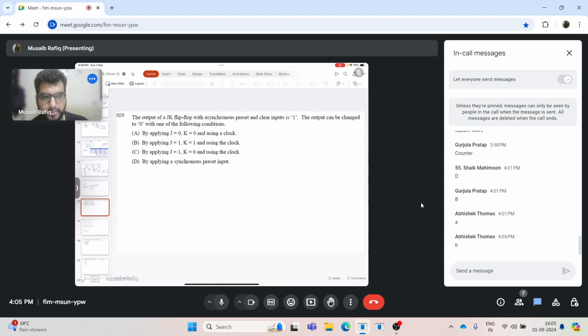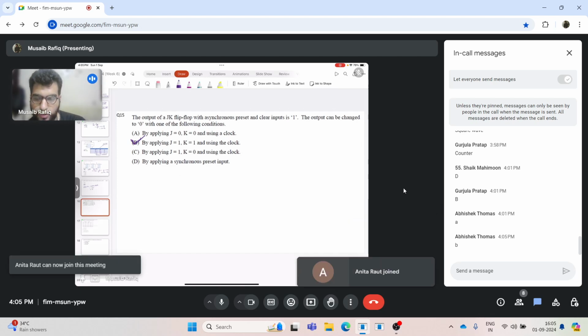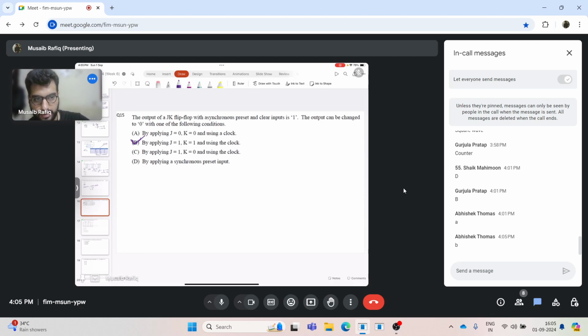Yes, option B. By applying J equal to 1 and K equal to 1 and using the clock, I'll be able to change the output from 1 to 0, that is, toggle, right?